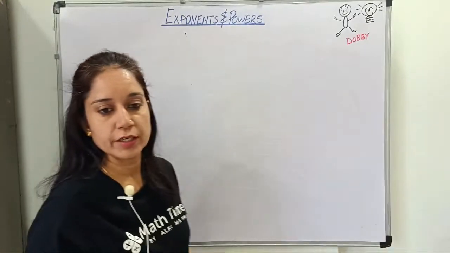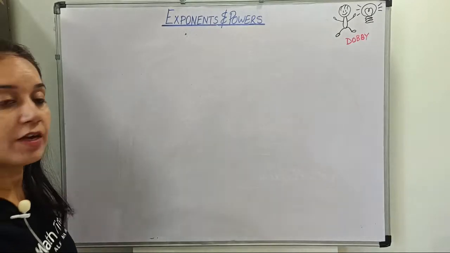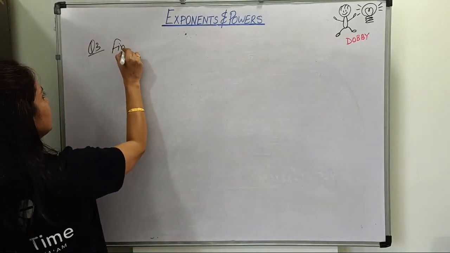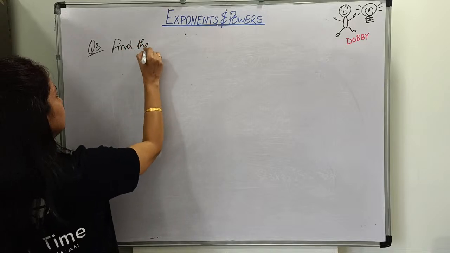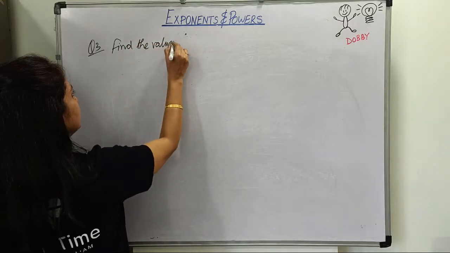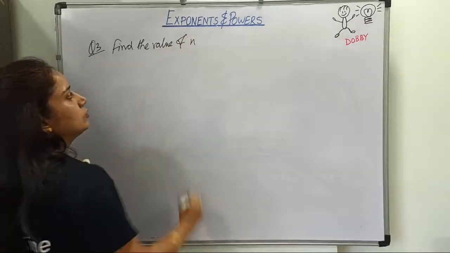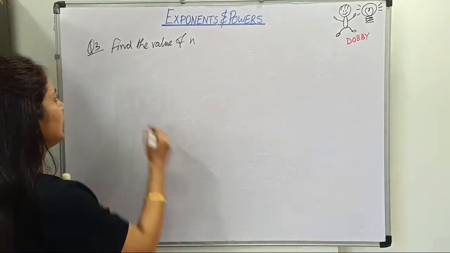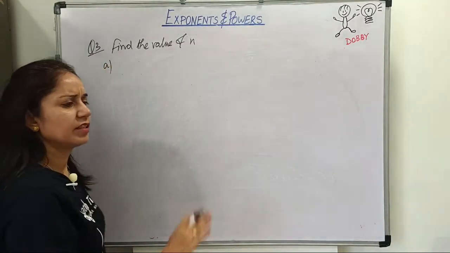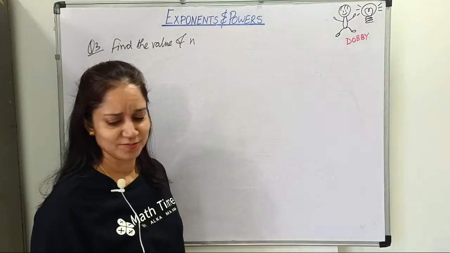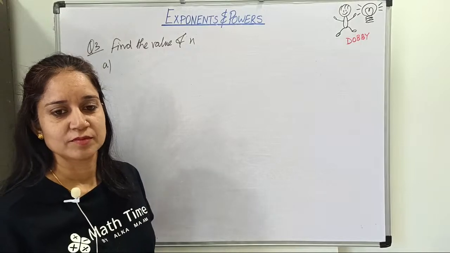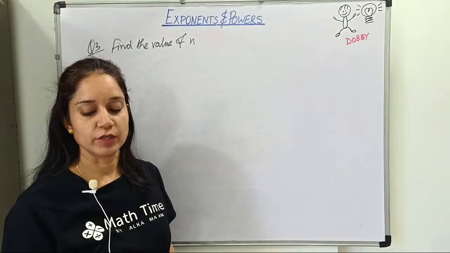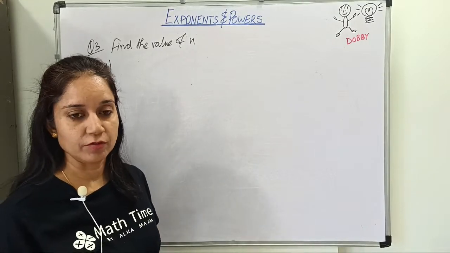Your next question is find the value of n. Question number 3. Find the value of n. A part. Actually some maintenance work is going on in the society, so some noise is there. The people are working.